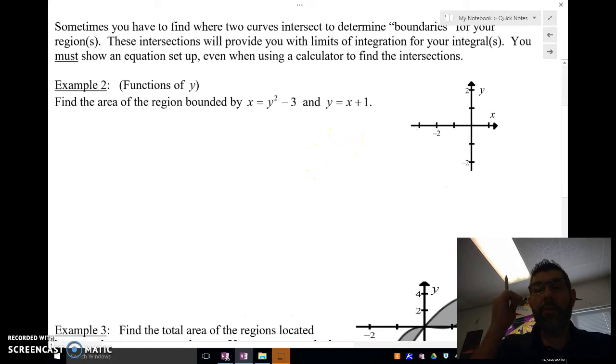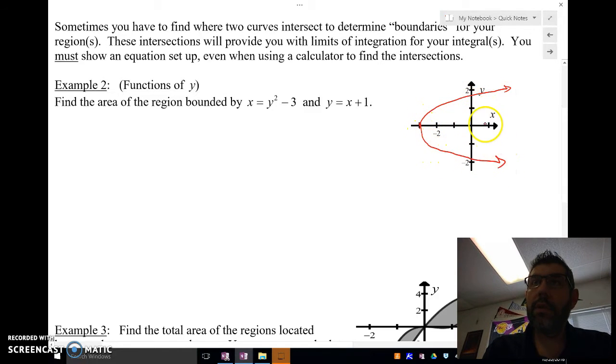Okay, so here I have the function x equals y squared minus 3. So this is actually a function of y. So that's going to look like this. And then y equals x plus 1. Okay, 1 over 1. It's going to look like this. And I want to find the area in between. So this area here.